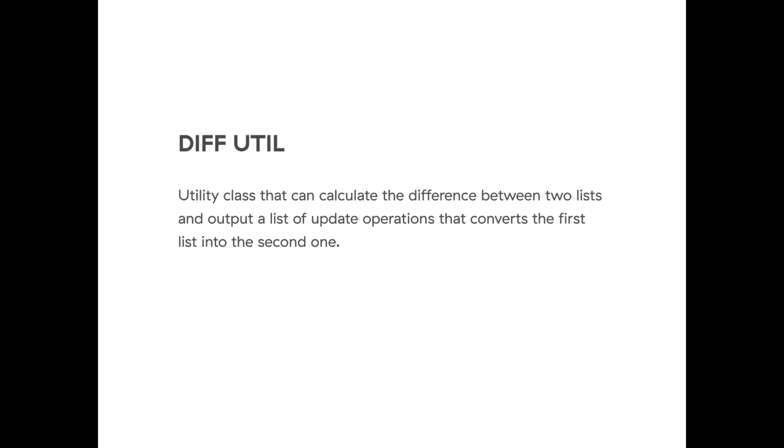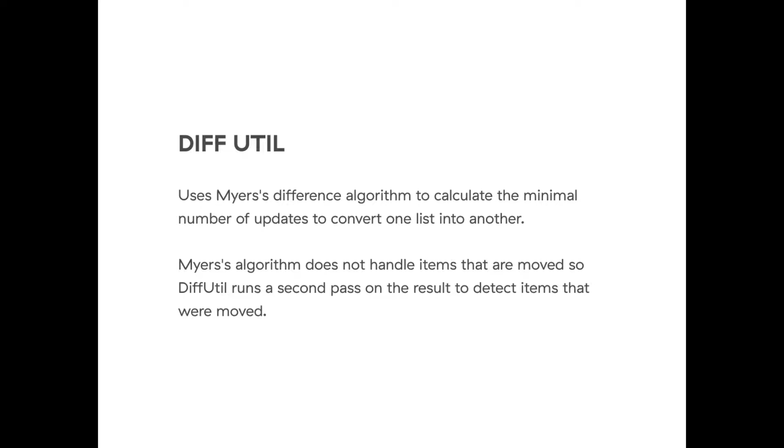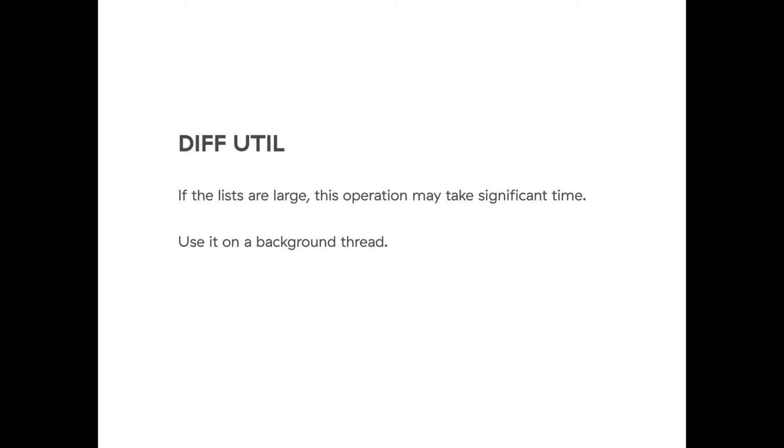If you look at some more theoretical stuff, it uses Myers' difference algorithm to calculate the minimum number of updates to convert the first list into the second one. One major drawback of this algorithm is that it has to run a second pass on the result to detect the items which were moved. This has a significant impact on the execution time of the algorithm. So if the lists are large, this operation may take significant time. So once again, you're advised to move this to a background thread or use an async task, something like that.